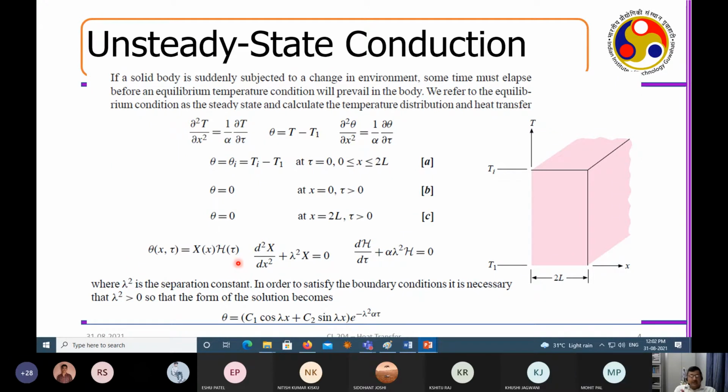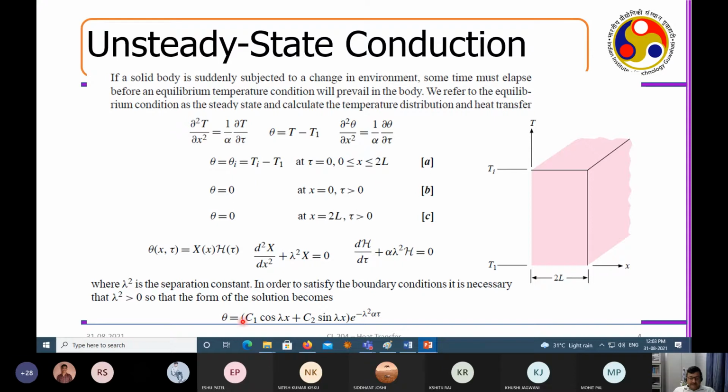Great. Now, once we enforce this separation of variables, I assume that this is a linearly independent solution in time and space. And simultaneously, I get two ordinary differential equations. Essentially, I convert this single partial differential equation into a pair of ordinary differential equations. And these pair of ordinary differential equations have independent solutions, which I collate in order to get the solution for theta.